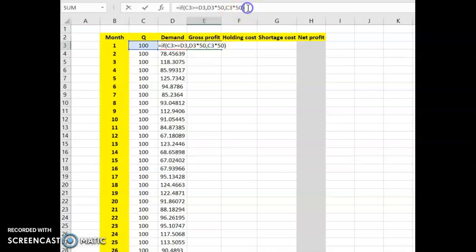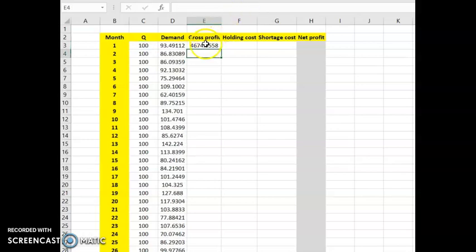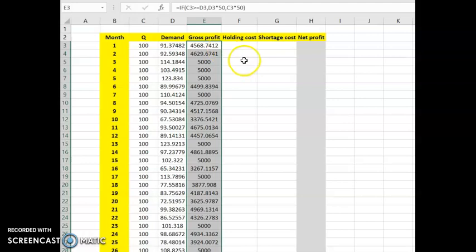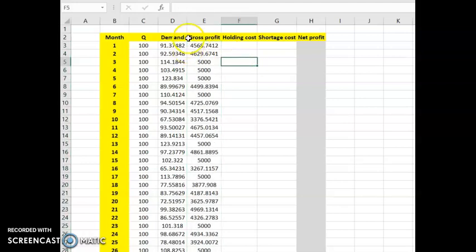And so we have the formula like this. And I'm going to populate it, to check if you have done it right or not. There are some rows that show the gross profit is 5,000, a fixed number. Although it is random numbers, it's 5,000.